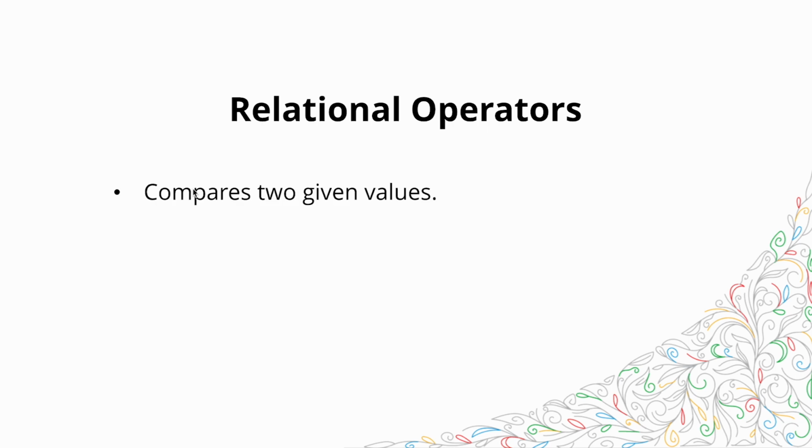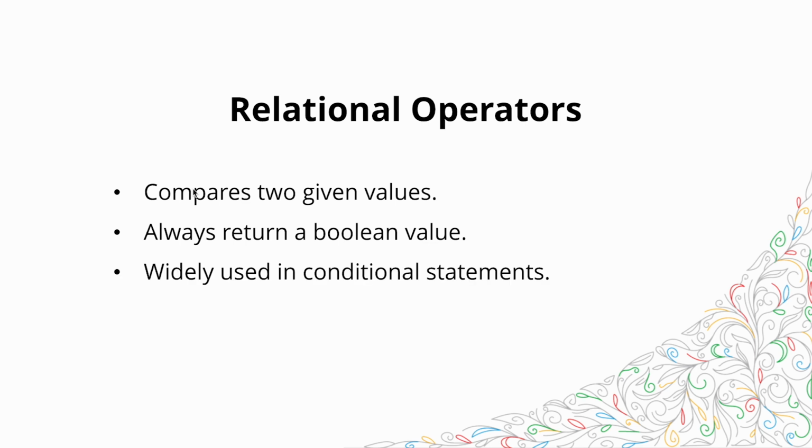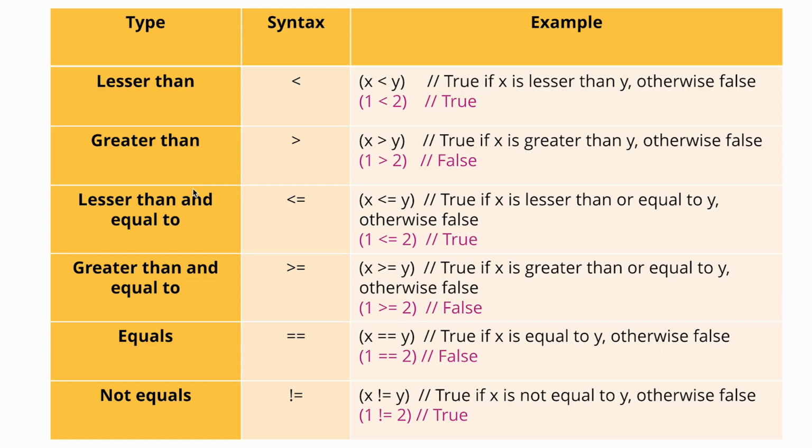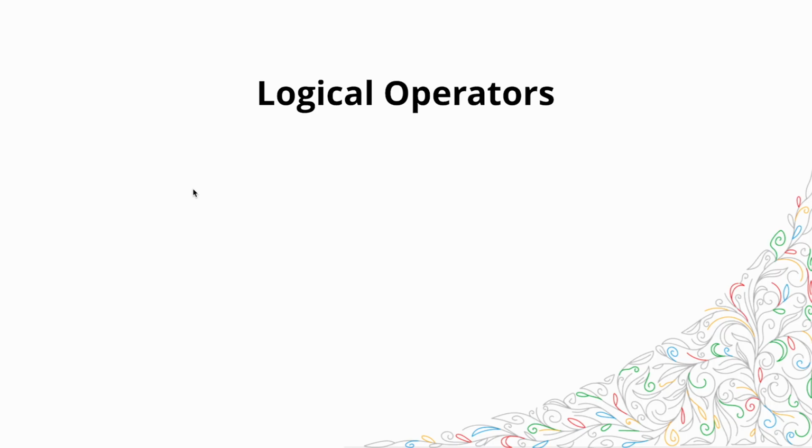The relational operators are used to compare two values, and the output of any relational operator is always a Boolean value. These relational operators are mostly used in the conditional statements: lesser than, greater than, lesser than or equal to, greater than or equal to. Whenever we are trying to implement a condition or a smart check in our programs, we will be using these conditional operators in our code. It will make our program much smarter.